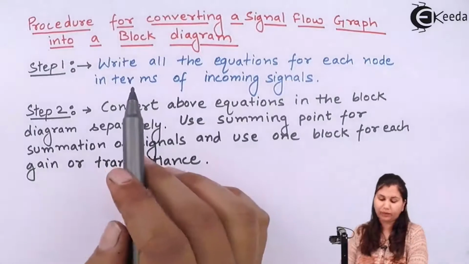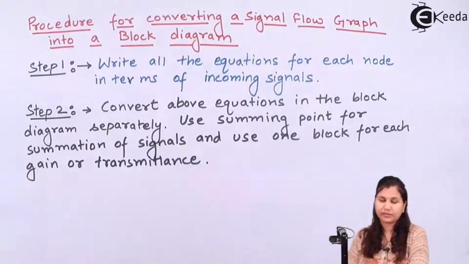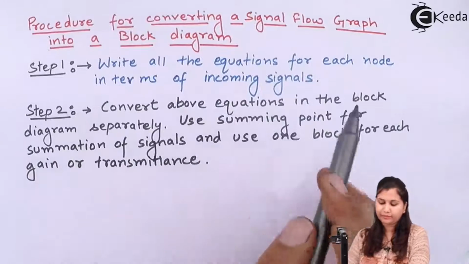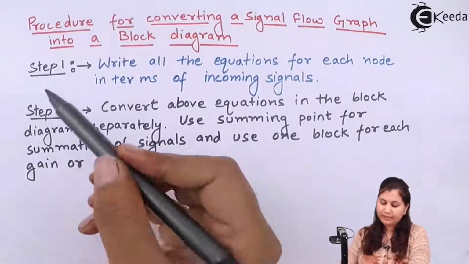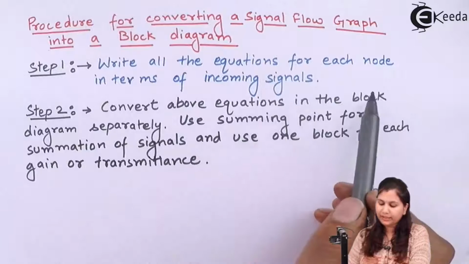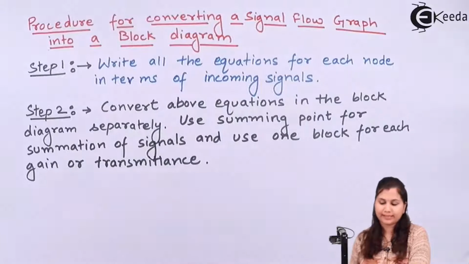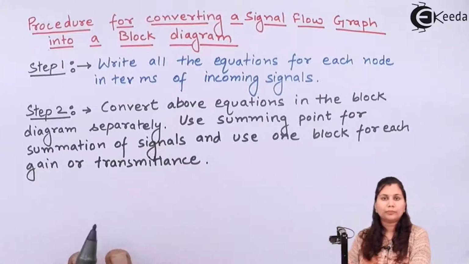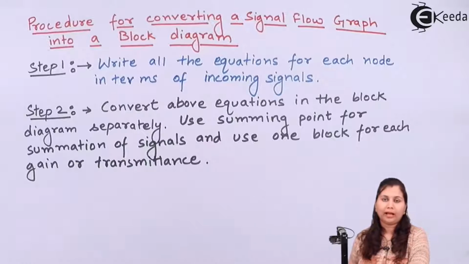In step number 1, we write the equations for each node in terms of the incoming signals. Now in step number 2, we have to convert all these equations which we have obtained in step 1 into the block diagram separately. That is, each equation will be converted into a block diagram, and we will get the block diagrams for each equation.